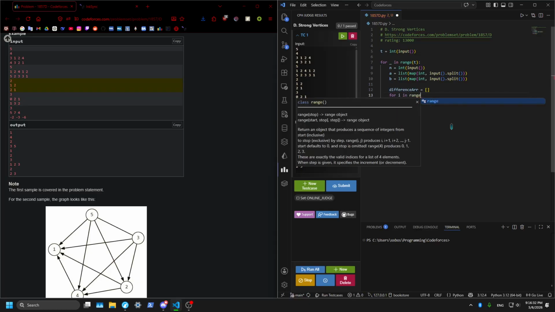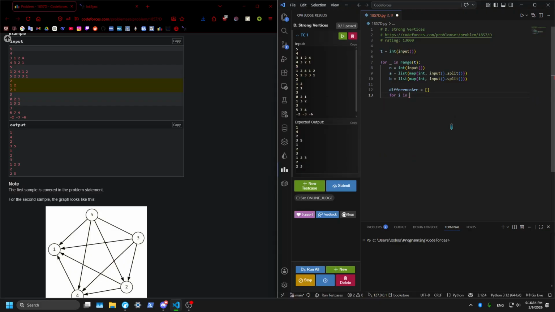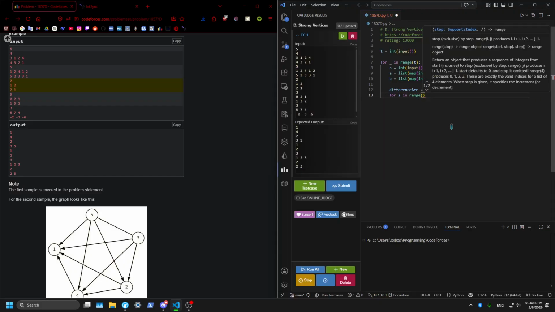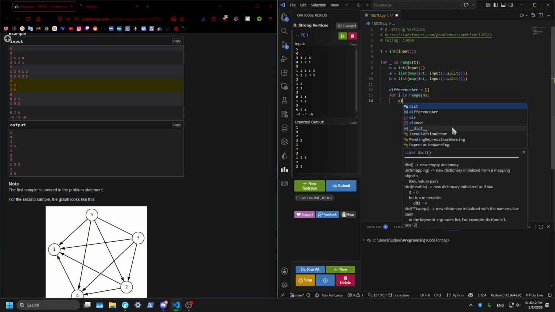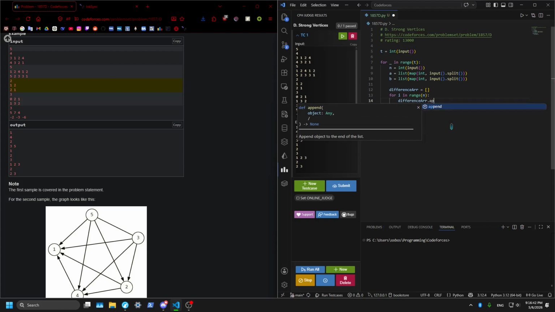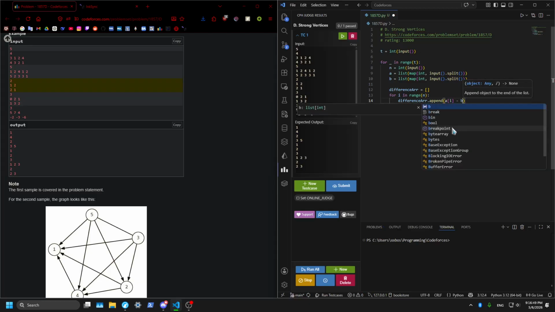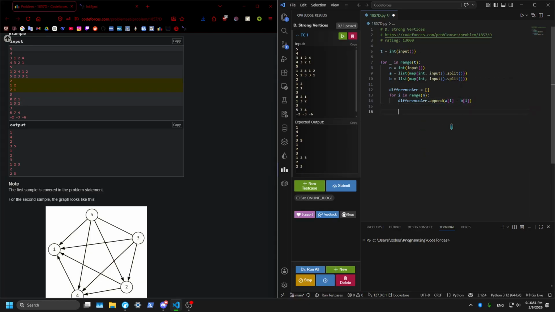for i in range, for i in range, in diff dot append a i minus b i. Target equals max of diff array.